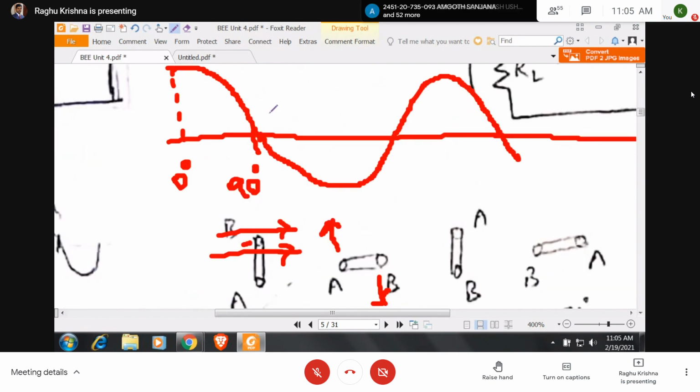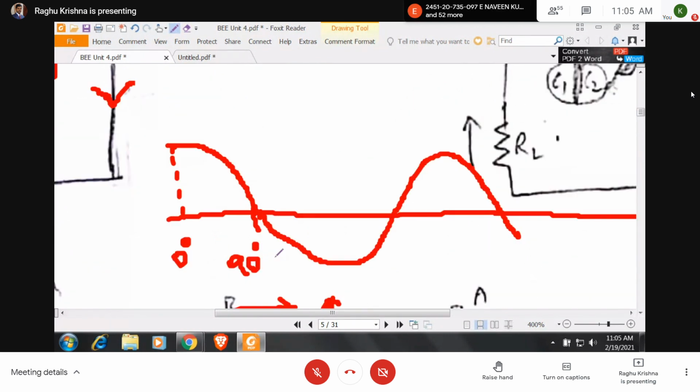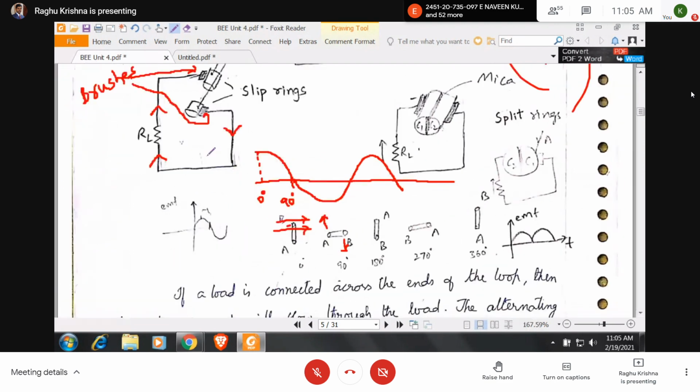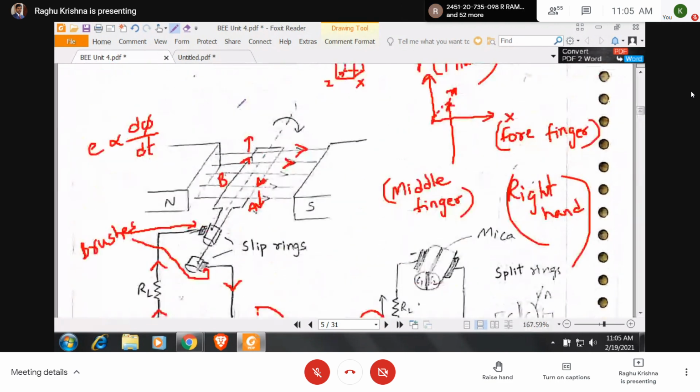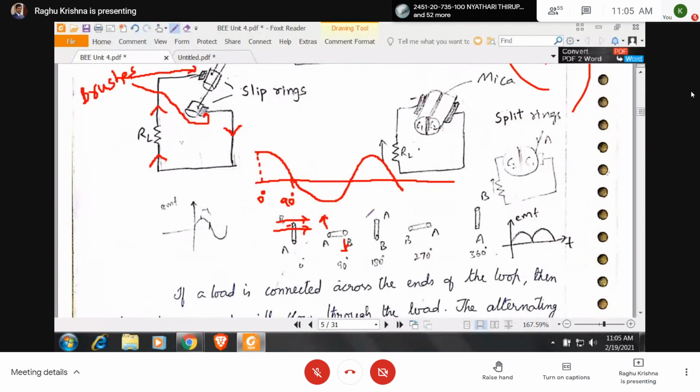So here this is the position, and at this position you can see the induced EMF will be 0. Afterwards, the conductor B will be moving down. Here the conductor B is moving up. In this case, when the coil is rotating in the clockwise direction, the conductor B is moving up. After 90 degrees, the conductor B will be moving down. Therefore, the direction of the induced EMF changes and also the current changes. So here you are going to get a sinusoidal output voltage.